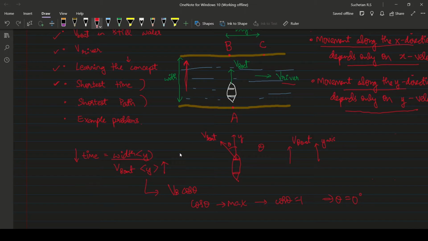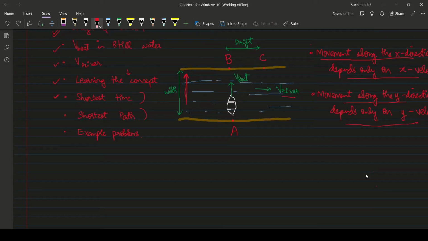So that these two are in the same direction and you get maximum push in the y direction. So that means the time will be minimized. So if they ask you what is the shortest time, and they give you that the velocity of the boat is 5 meters per second and the width of the river is 5 meters, then the time will just be distance, which is 5 meters, divided by 5 meters per second, because you're putting the whole of 5 meters per second in the y direction, which is essentially 1 second.